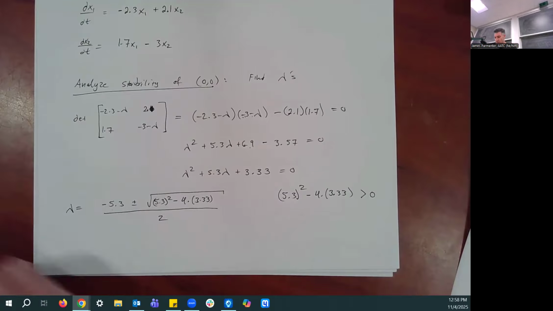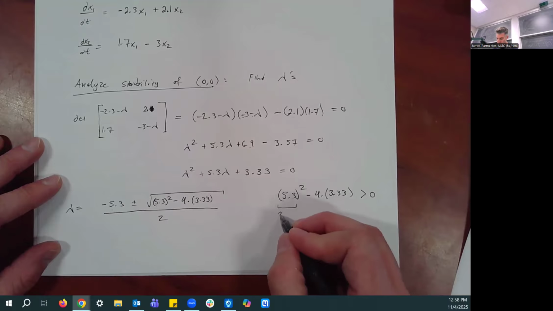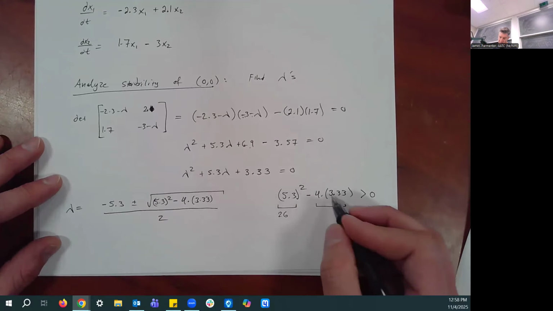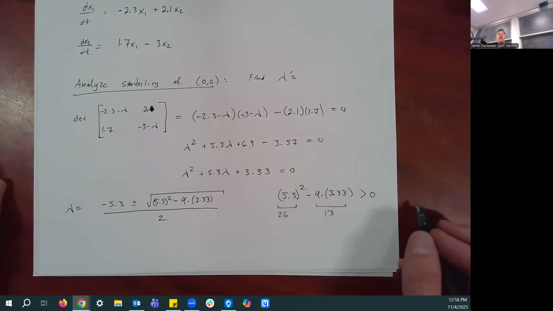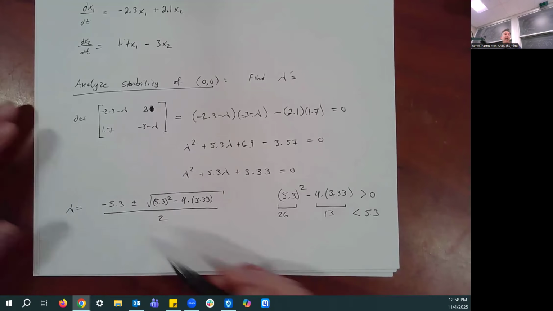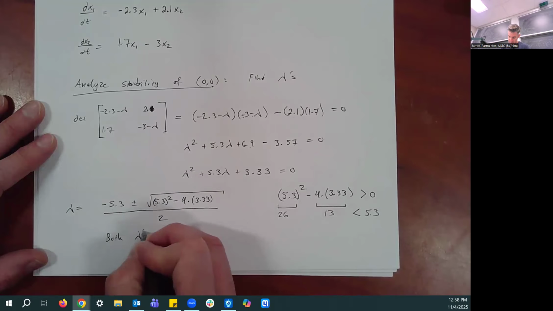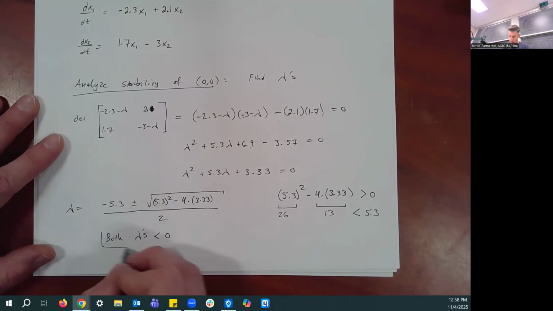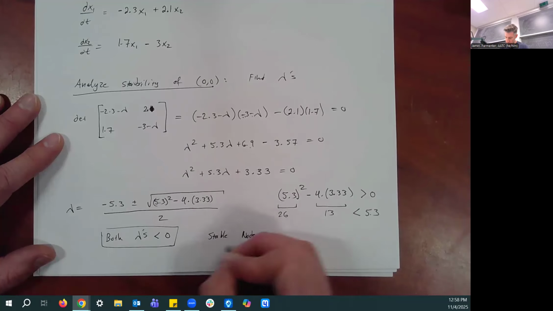So the question is, well, this is in the neighborhood of 25 or 26, and this is in the neighborhood of 13-ish. 26 minus 13 is 13, and the square root of 13 is definitely a lot less than 5.3. So this is for sure less than 5.3, which means both my eigenvalues are going to be negative, which means we have a stable node, also known as a sink.